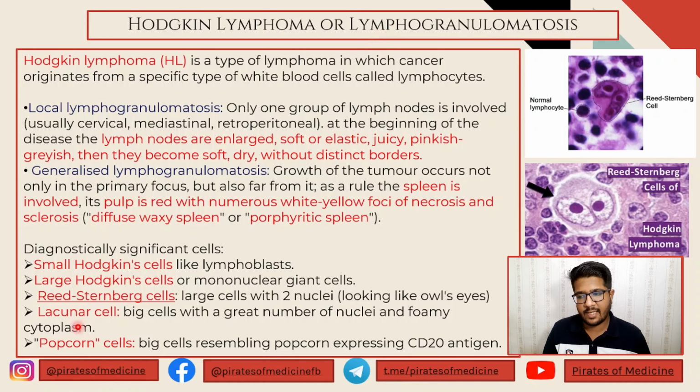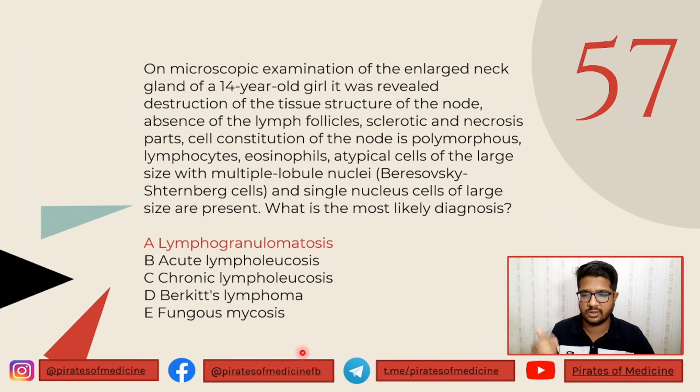Then we also have lacunar cells, which are big cells with many nuclei and foamy cytoplasm. We also have popcorn cells, which resemble popcorn and express the CD20 antigen. So in the question, you can see Berezovsky or Reed-Sternberg cells. We have lymphogranulomatosis.